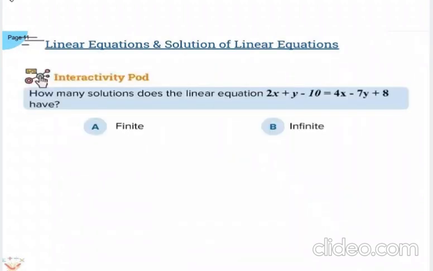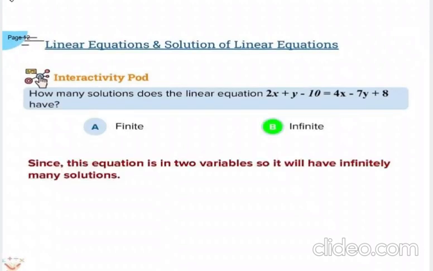Now, let's see a question. How many solutions does the linear equation 2x + y - 10 = 4x - 7y + 8 have? Now, you have to tell me how many solutions. Common sense question, obviously it will have infinitely many solutions because this equation is in the form of two variables, isn't it? So obviously it will have infinitely many solutions, isn't it?